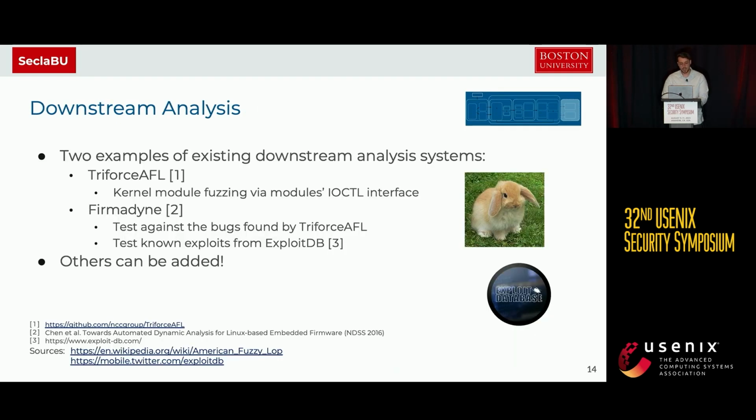Now, finally, in the downstream analysis stage, we use examples of existing dynamic analysis systems to analyze the IoT modules in our dataset. In this case, we use the Tri4CFL kernel fuzzer to fuzz the kernel modules through their ioctl interface, and also the Firmadyne dynamic analysis system to confirm the bugs found by Tri4CFL and also test against known exploits from the exploit database. However, I have to mention that other dynamic analysis systems could be integrated into FirmSolo to analyze these IoT modules.